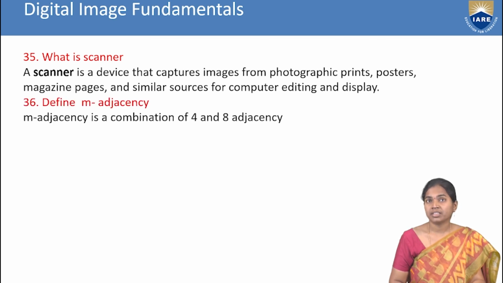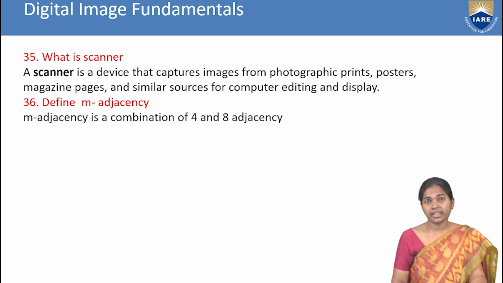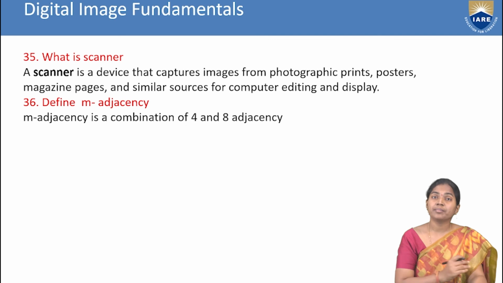And M adjacency. M adjacency is a combination of 4 adjacency and 8 adjacency. In M adjacency, one condition is there: N4 of P intersect N4 of Q. Here it is a null set. At that time, we need to choose that path. That is the difference. With 4 adjacency, we can choose the adjacent pixels top, bottom, right, left. But in 8 adjacency, we can choose top, bottom, right, left, and diagonal also.